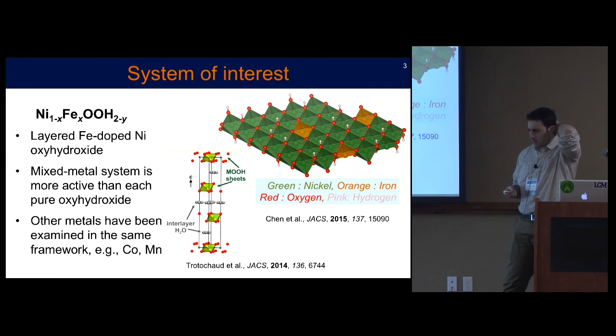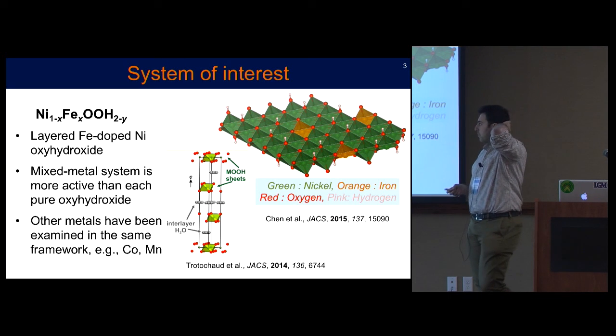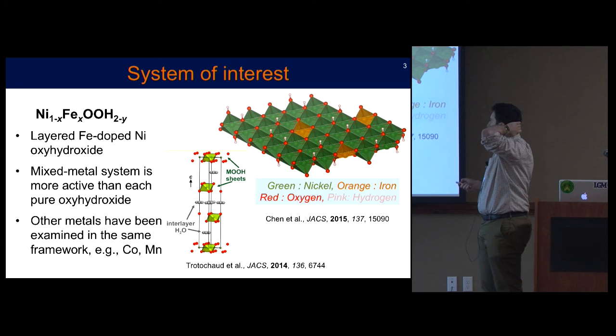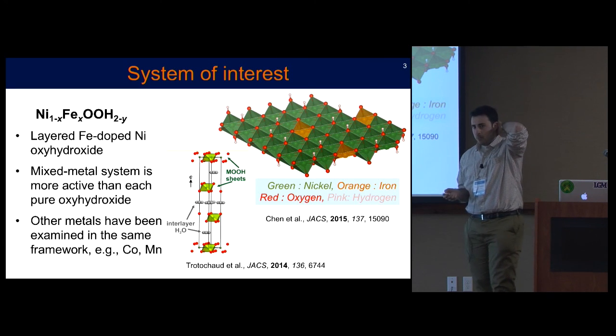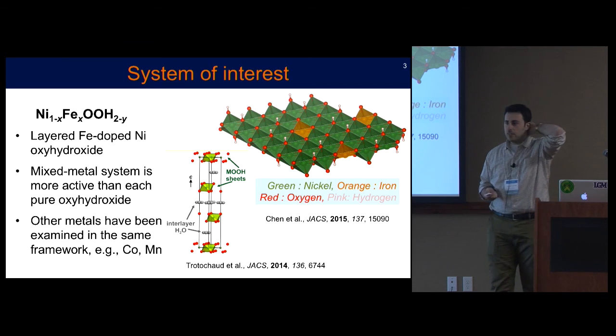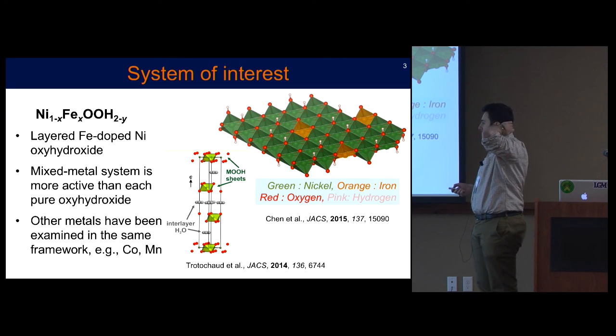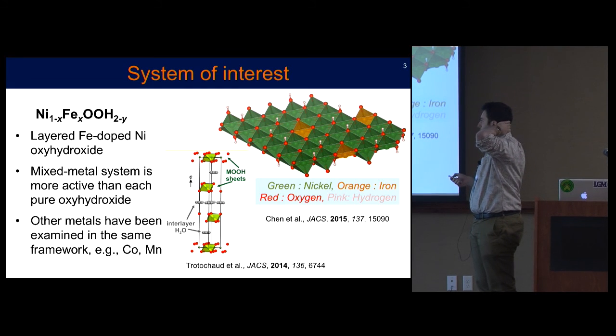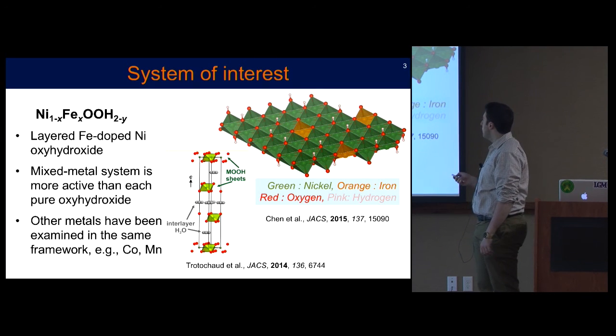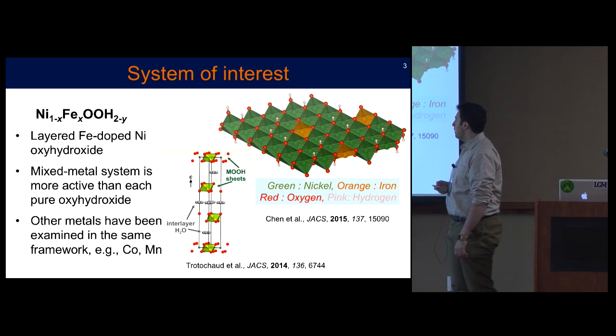So this is a couple of schematics of the system I'm going to talk about today. I'll call it nickel iron oxyhydroxide. More accurately, it's an iron-doped nickel oxyhydroxide material. It deposits, at least under reasonable applied potentials, as these single metal octahedral sheets that become intercalated by both solvent and electrolyte ions. You can see the nickel and iron sites octahedrally coordinated by oxygen, and then there's a significant degree of protonation on the oxygens that point up and down between the layers.